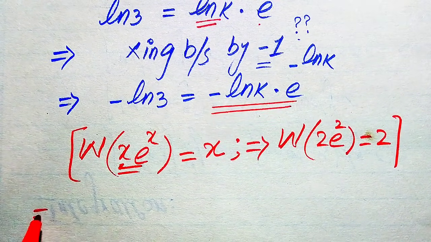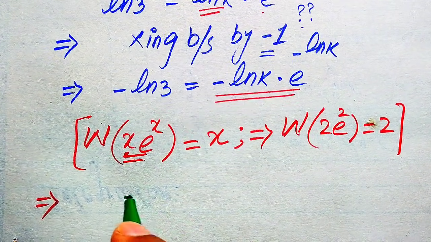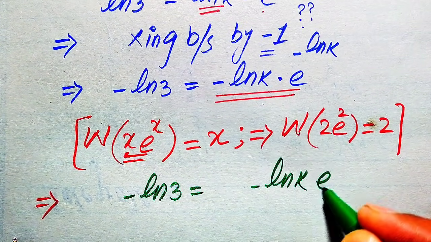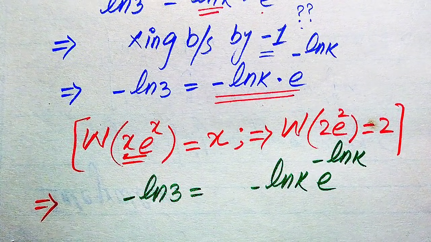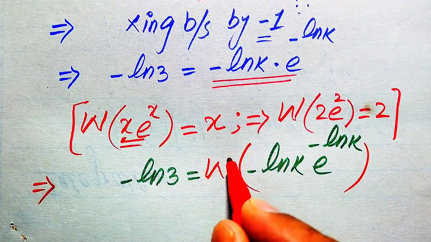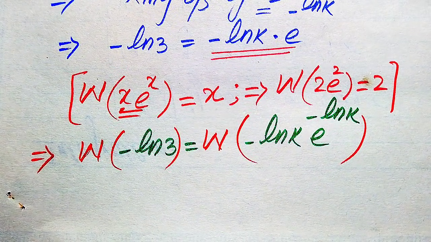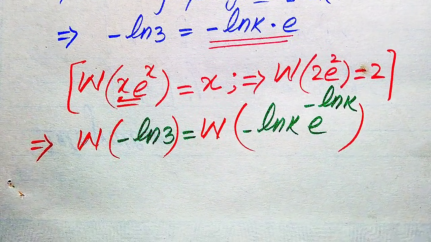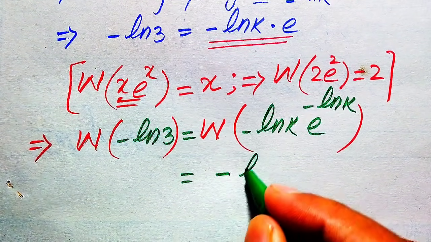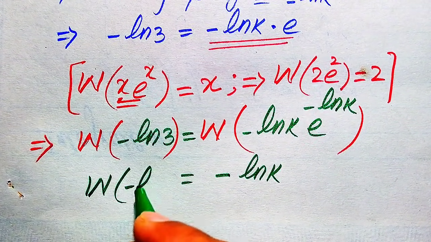Here we apply the W function on both sides of this equation, and it will be written as minus log 3 equals minus log k times e to the power of minus log k. Now when we apply the W function on both sides, it becomes W of minus log 3 on the left. Further, in the next step, the output of this type of function is equal to minus log k, and on the left-hand side we have W of minus log 3.